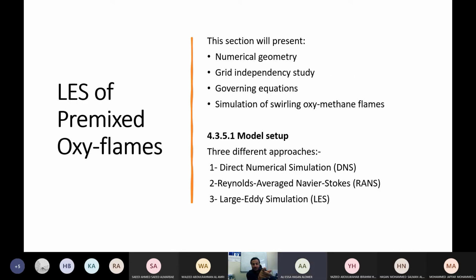The modeling step is going to be discussed by my colleague Mohammed. Okay, assalamu alaikum. My name is Mohammed, and now I will discuss with you the method, LES, or the large eddy simulation of premixed oxy-flames. Mohammed, I'm sorry for cutting in.